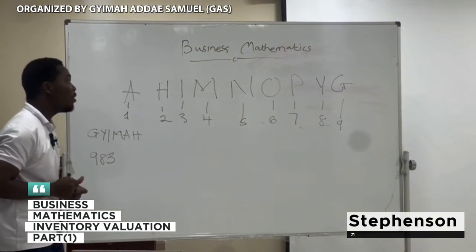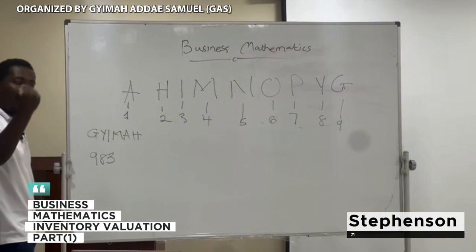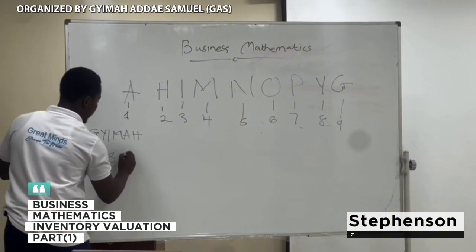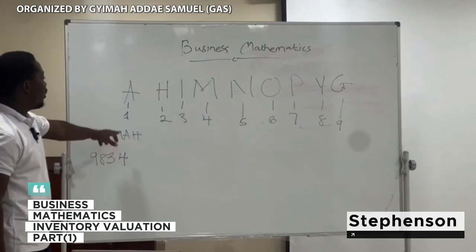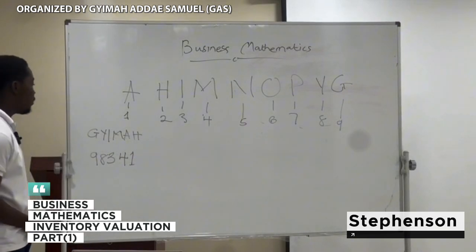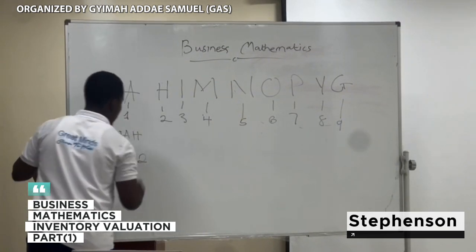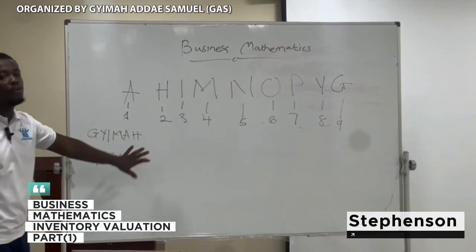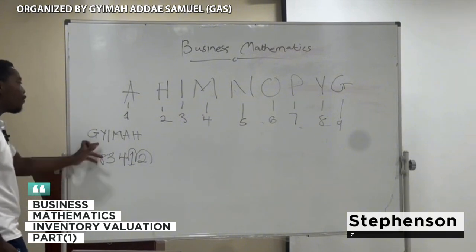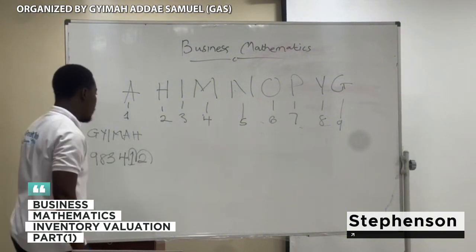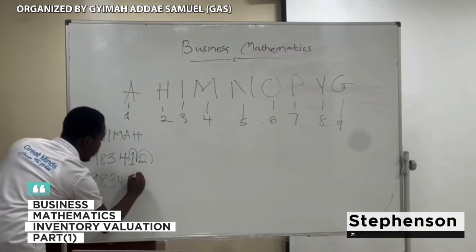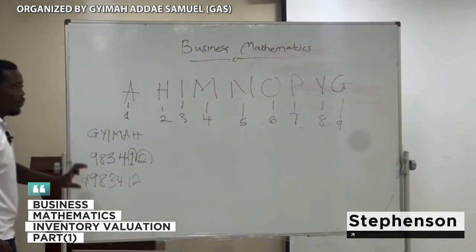So firstly, you have to state your numbers before you find your decimal place. M maps to 4. A maps to 1. Then we have H, which maps to 2. So in monetary terms, we always have 2 decimal places. Let's find our decimal places: 1, 2. So our final answer for GYIMAH, if we want to value that inventory, is 9834.12 cedis.